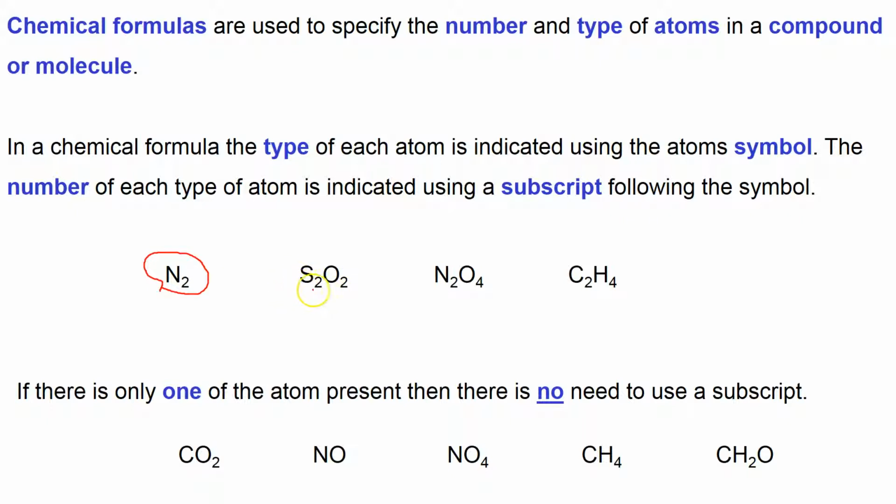This is an S2O2 molecule. This is an N2O4 molecule, and this is a C2H4 molecule. One of the conventions is that if there is only one of a given atom type, then we don't write in the one. We leave that just blank, and it's implied that there is one just by the presence of the atom's symbol.